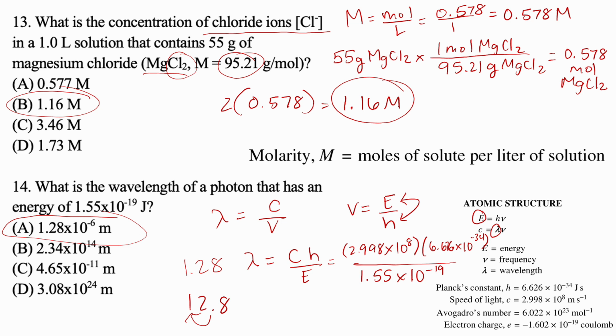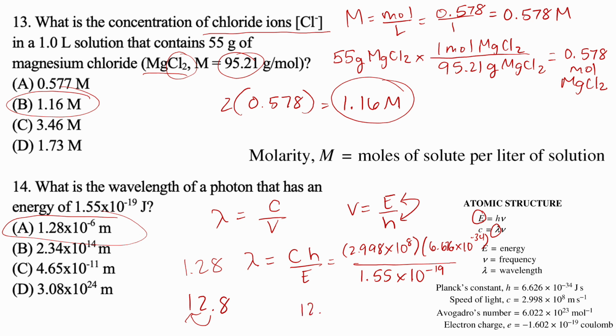However, if you wanted to, you're first going to add your exponents on the top. So we're going to have 8 plus negative 34. So if we have negative 34 plus 8, that's going to give us negative 26 over negative 19. So if we bring that negative 19 up, it's going to add 19 to our negative 26, which is going to give us 10 to the negative 7.